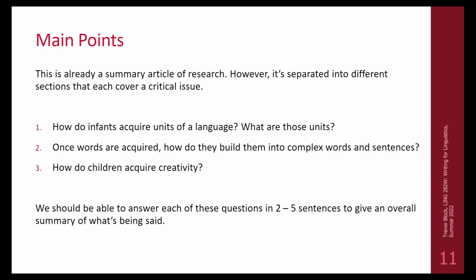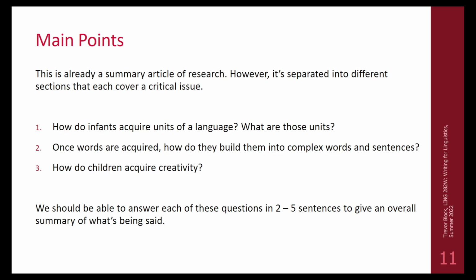Section 2: once words are acquired, how do they build them into complex words and sentences? That's really what they talked about in the second section. So hopefully if I answer that question, I can summarize that in a few sentences. And finally, how do children acquire creativity? That was section 3. It wasn't completely clear compared to other articles that talk about creativity and especially textbooks, but this is basically the ability to create novel utterances using units that they already have acquired. So if we can answer all of these questions in 2 to 5 sentences each, we get a one-page summary that covers the entire paper.